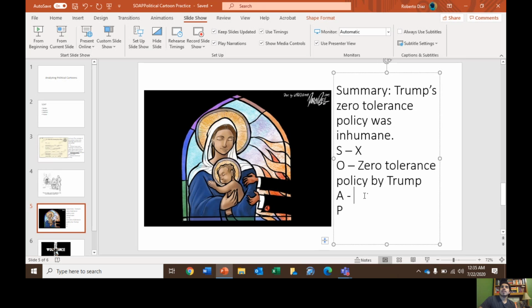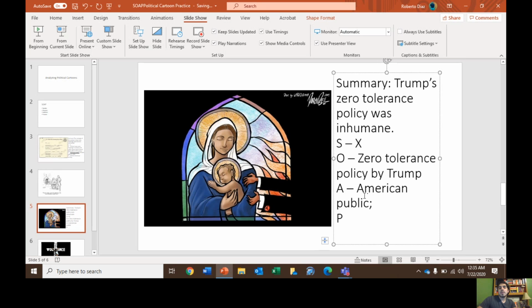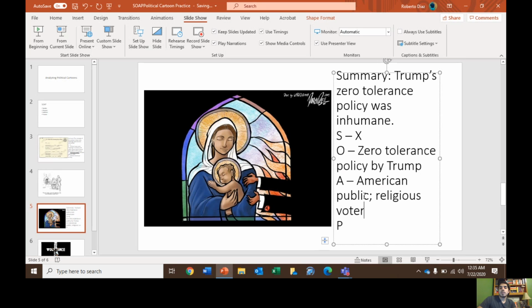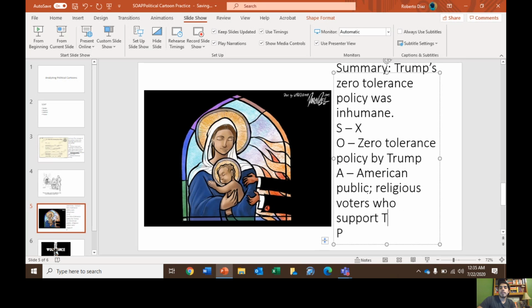So I think the audience, in addition to being the American public again, and maybe not so much Trump himself, because I don't think whoever drew this cartoon thought that he would view this, but also I think the audience was religious voters who support Trump. This is a very powerful political cartoon, but I think that's who the audience was, right? And you can see, using that religious imagery and how effective that is, right?